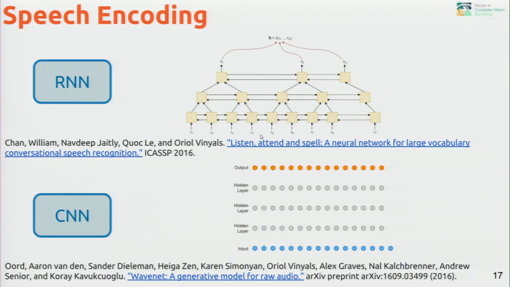So if you don't really know how to do it, have you seen that? Did you have any lecture on convolutional networks for language or speech? You did? You did. Only you.